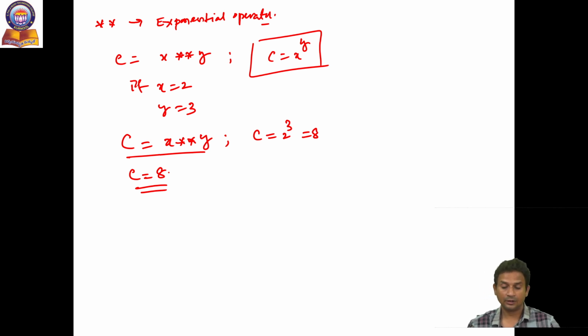Okay, so these are the arithmetic operators used in Python programming language. We'll continue with the remaining operators in the next section.